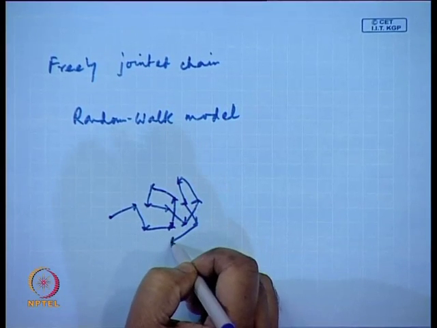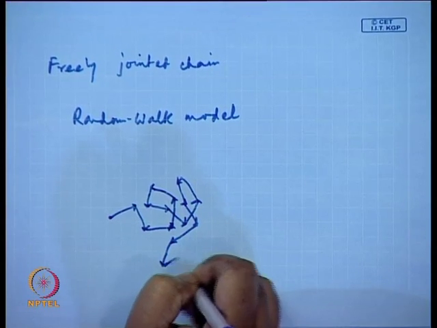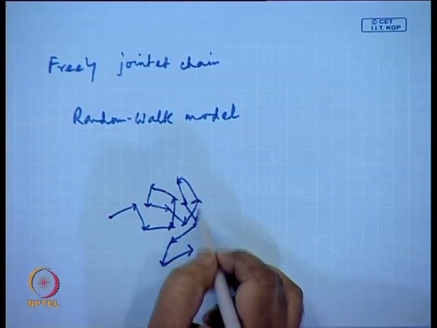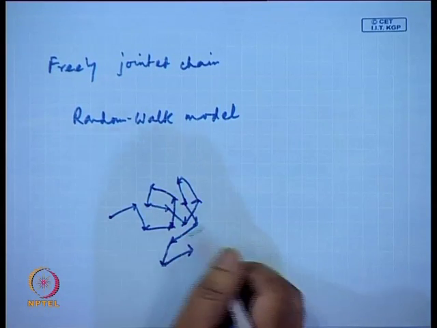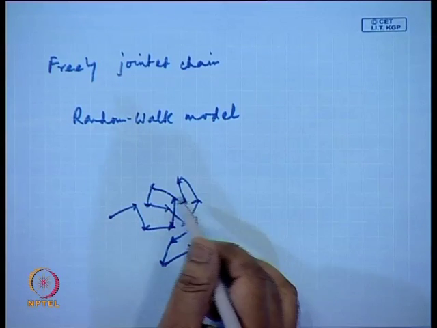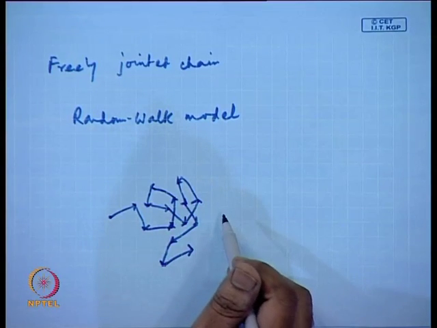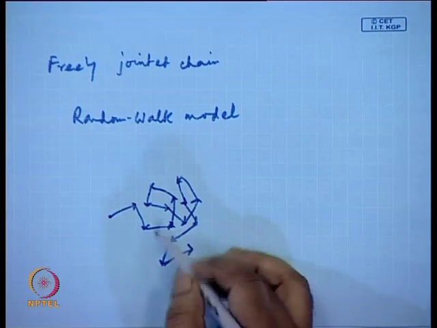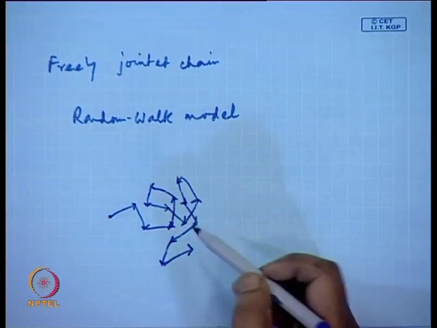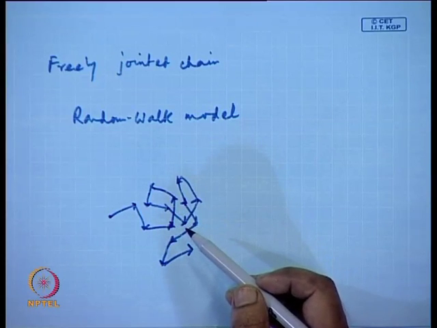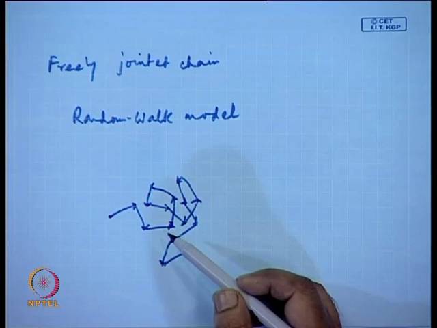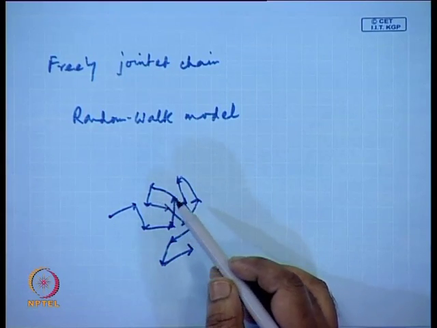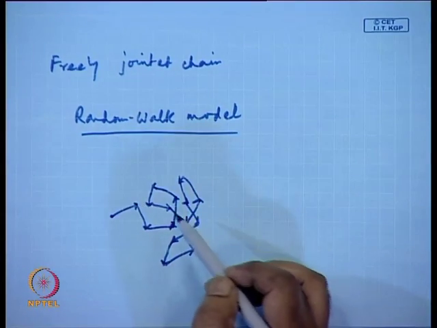So, I am placing this randomly. You start from one end and continually add further bonds in 3D space. We are just showing a 2D picture here, but you imagine this is in three dimensions. So, this is how the random walk model is designed.